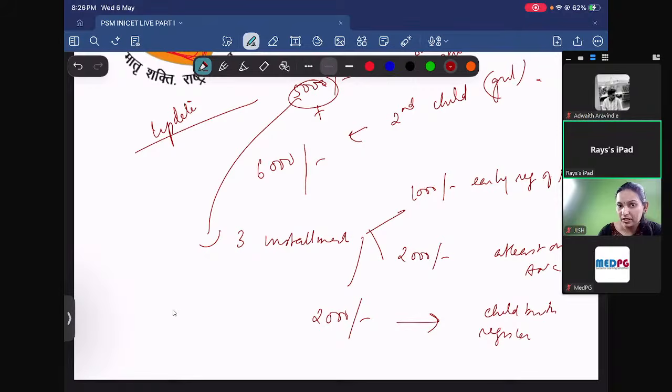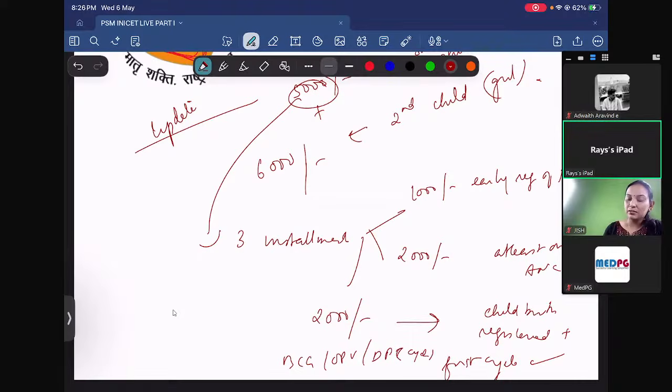She has to register the childbirth, plus the child's first cycle of vaccination is completed. That is BCG, OPV, and the first DPT cycle, Penta 1. When this much is completed, she gets the next 2,000. So basically, you're giving the money in installments, and also making sure that these things are being done. That is, the mother is going for ANC checkup, early registration is being done, childbirth is being registered, and also the child's vaccination. So you give the money in installments. Total is 5,000. The update is, if it's a girl child, second baby, for her you give 6,000 rupees.